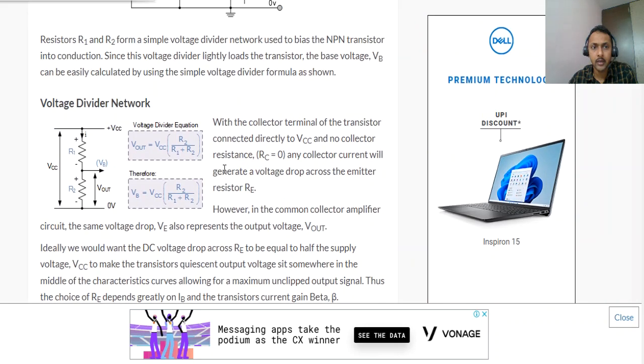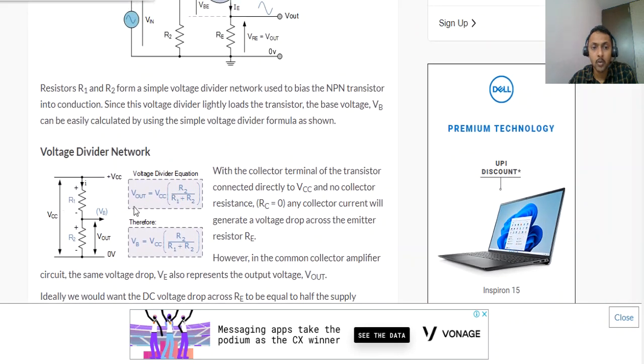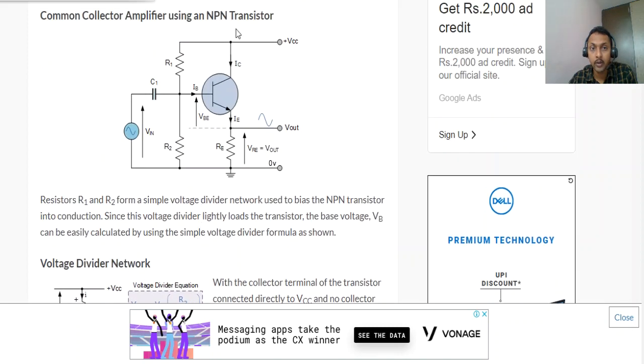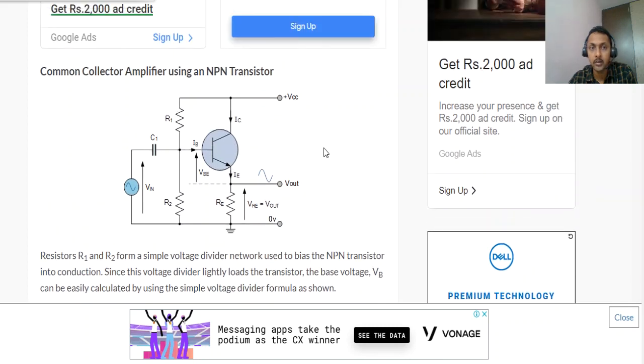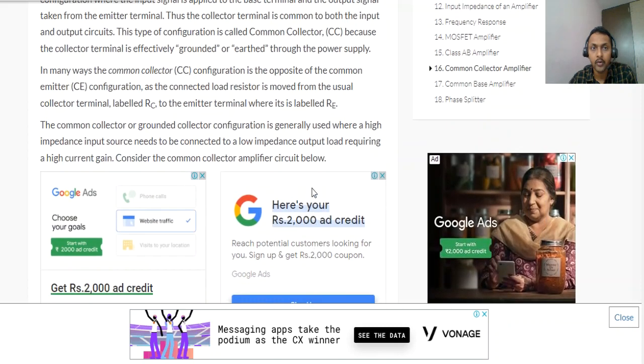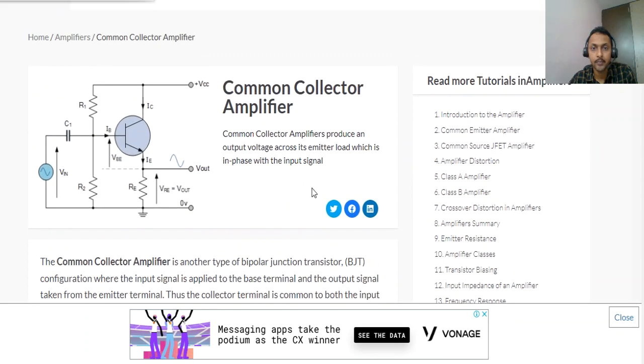Otherwise, we can highlight how the output voltage can be expressed in terms of VCC, the collector terminal voltage, using the voltage divider rule. This circuit can also be considered. This is one more configuration for the common collector amplifier, using an NPN transistor. This is how we can attempt this question.